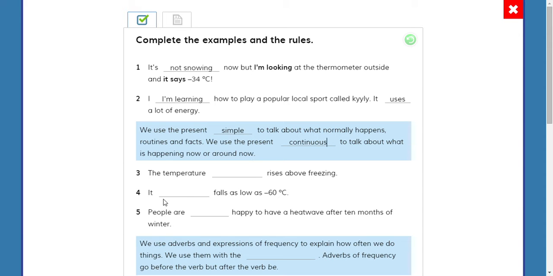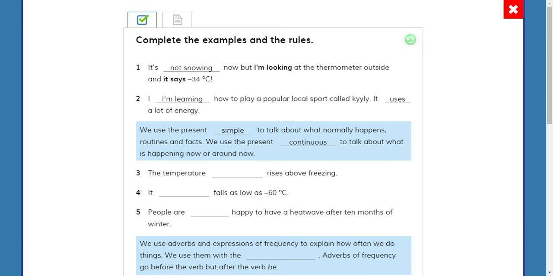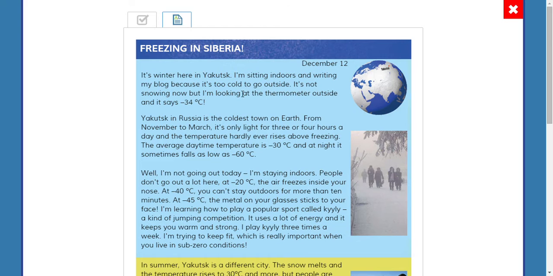Now let's continue. Letter number 3. The temperature rises above freezing. Okay, let's see. The temperature hardly ever rises above freezing.